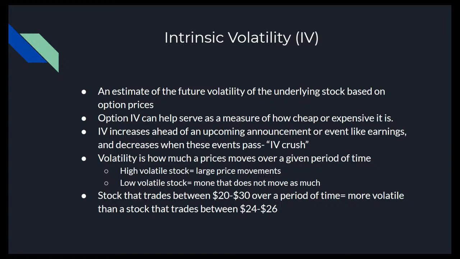So when we say IV crush, right? Before earnings, IV is much higher, right? We're expecting a big move for an upcoming event. But after earnings, there's an IV crush because that event has passed. So the volatility is how much a price moves over a given period of time. High volatile stocks have large price movements. Low volatile stocks do not move as much, right?